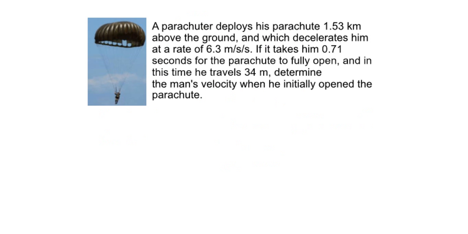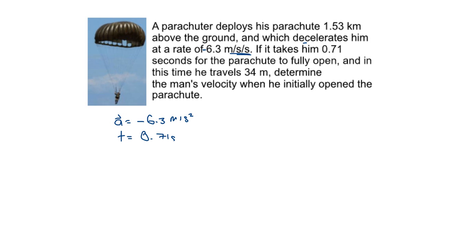So this actually is a very similar sort of scenario. We're actually slowing down. There's a parachuter. He's going to deploy his parachute 1.53 kilometers above the ground. He's going to decelerate. So again, it's going to need an acceleration value, but it's really negative 6.3 meters per second squared. We're also given a time value this time, so 0.71 seconds. And well, this is where we get a little stuck.